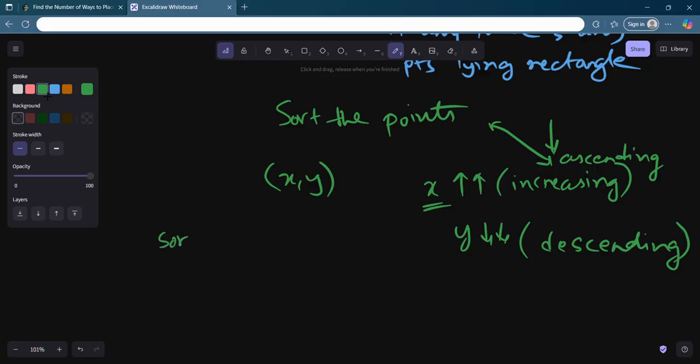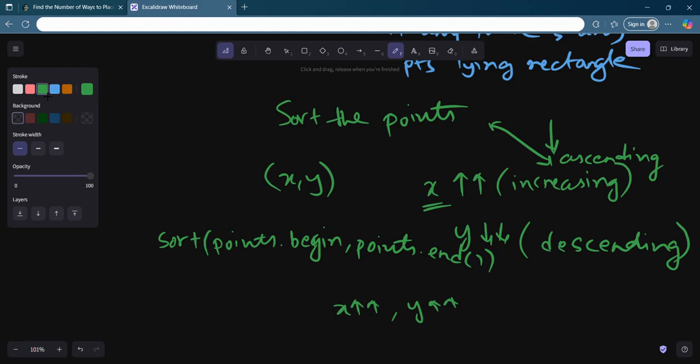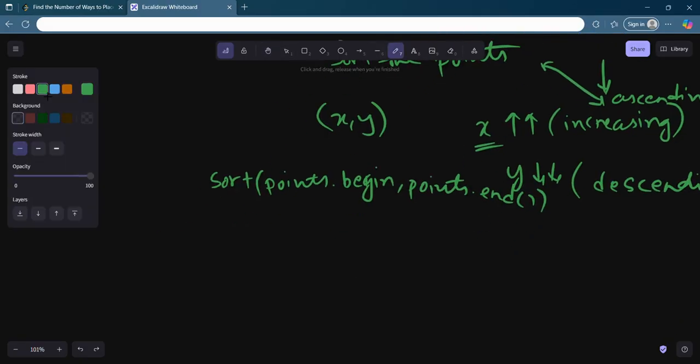By default, if you sort the points, if you do something like points.begin and points.end, x will get sorted in increasing order, and if x are equal, y will also get sorted in increasing order, from smaller to bigger. But what if you change y to minus y? You initialize y to minus y, and then perform this sort operation.